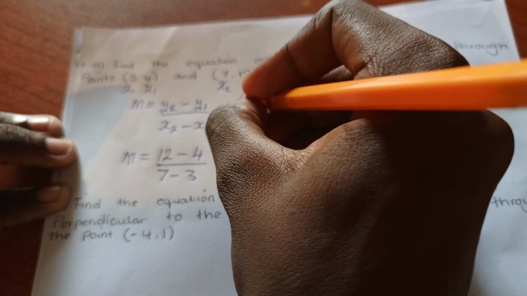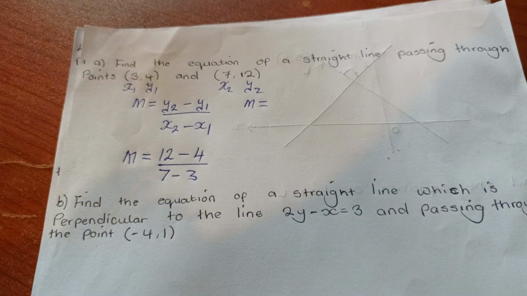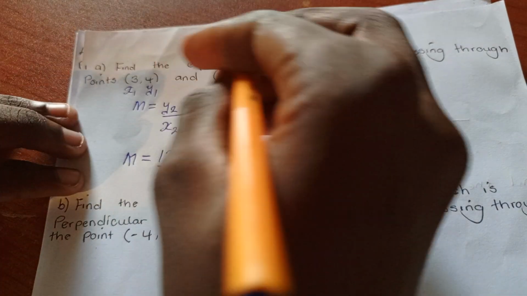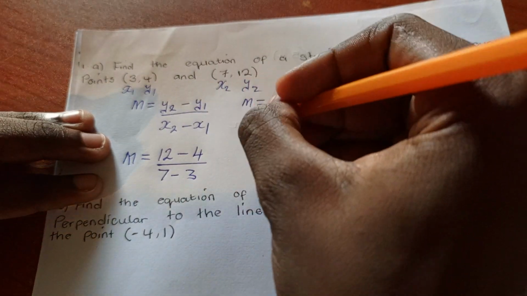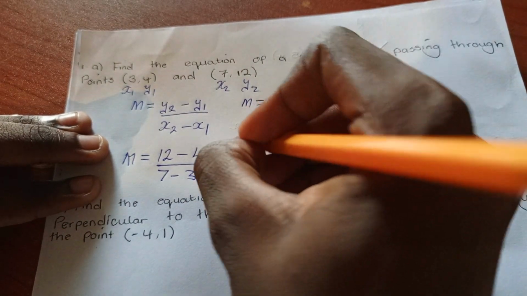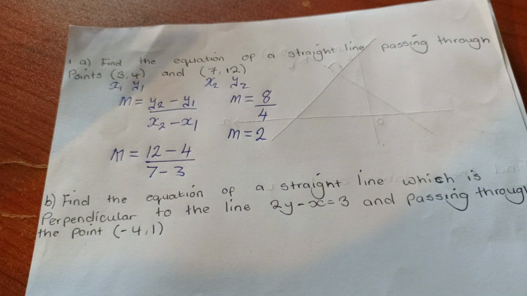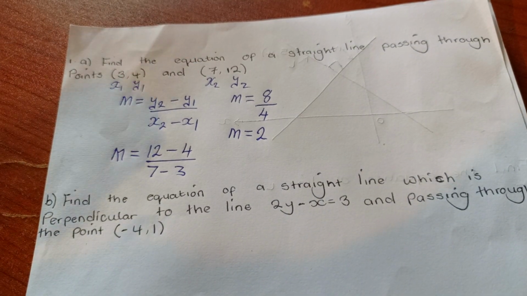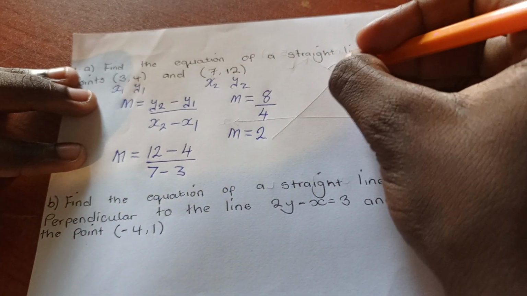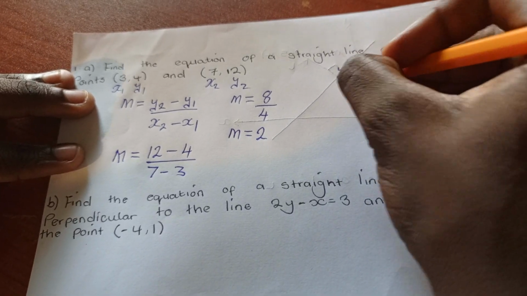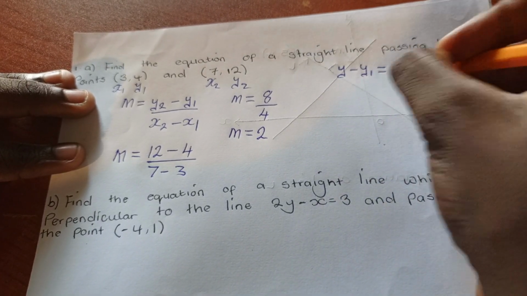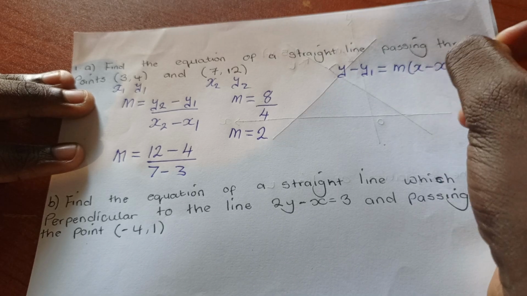So our m will be given by 12 minus 4, that's 8, over 7 minus 3, that's 4. So 8 divided by 4, that's 2. So that's our gradient. Since we found our gradient, now we have to find the equation of the straight line. It's given by y minus y1 is equal to m(x minus x1).